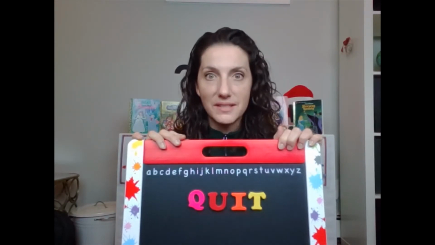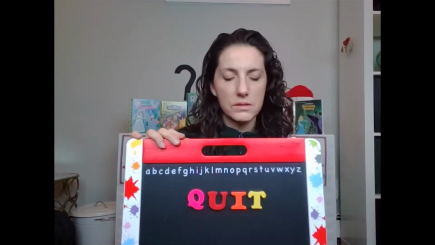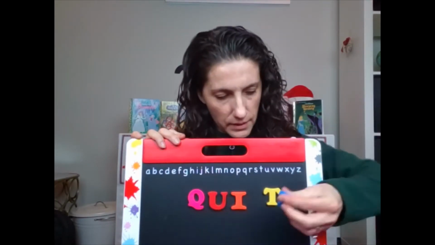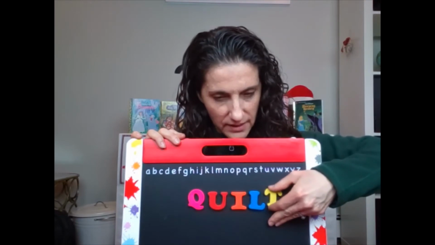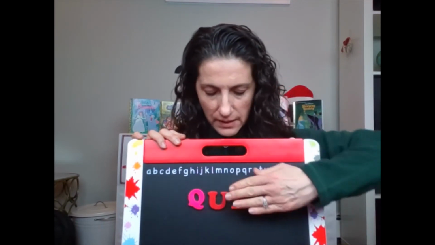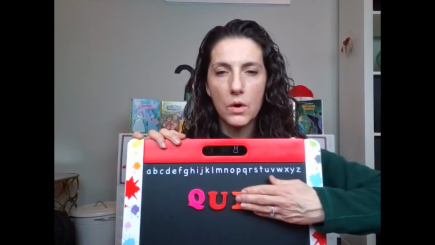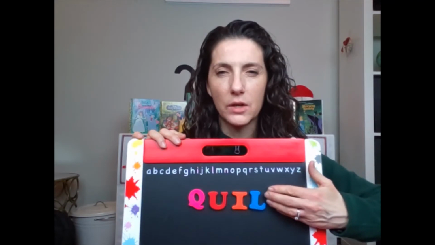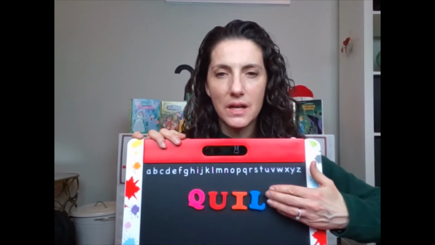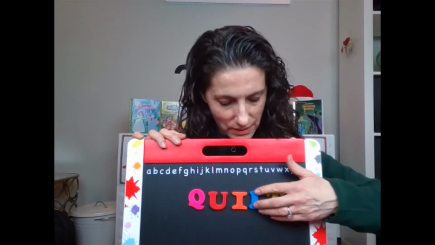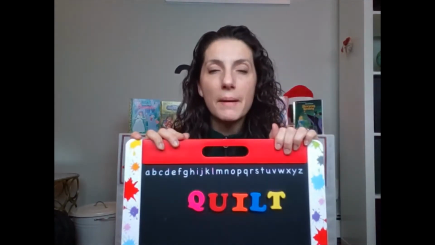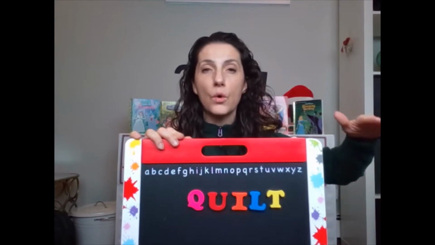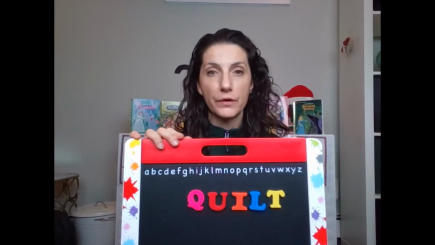He was persistent. Now, what if, let's move the T over. We're going to put another letter in there. We're going to put an L in here. Now what do we have? Let's sound it out. We have quit. What sound does L make? Quilt. Now we have quilt. Who remembers what a quilt is? A quilt is like a blanket that you put over your bed, like a bedspread or a comforter.